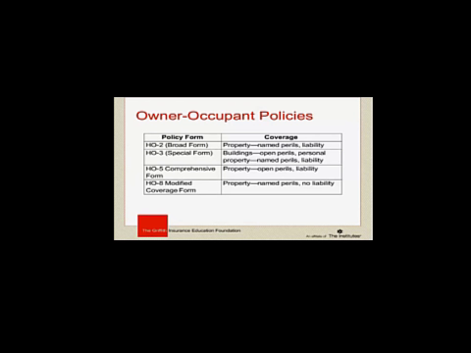Anytime you see special form, that typically refers to some form of open peril agreement, and the basic and broad form are some sort of named peril agreement that lists, usually 11 to 13 relatively common perils.